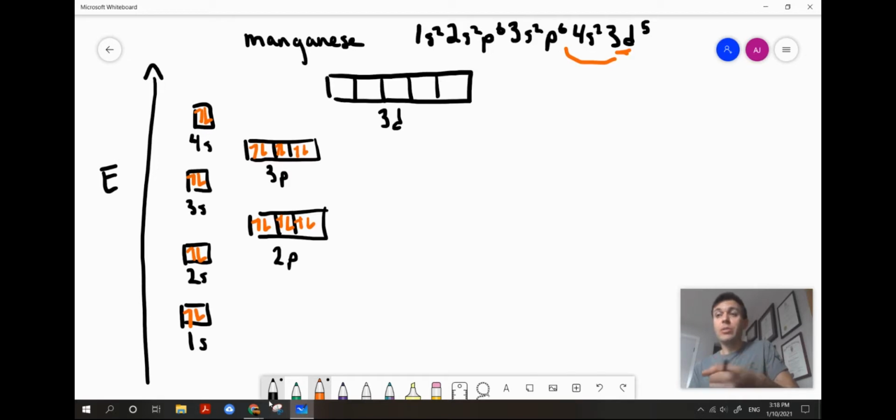So now I'm going to apply Hund's rule. So 5 electrons, 1, 2, 3, 4, 5. So manganese has a half-filled D sublevel. The next electron would go into that first orbital box diagram there. So Hund's rule, we spread out those electrons, one in each orbital box until we have to pair them up.